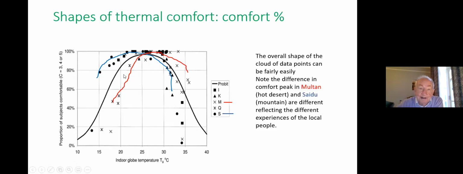I've made an attempt to show that the high level of comfort, or the low level of discomfort, is at a higher temperature than for Saidu Sharif, where that's the round dots. In Saidu Sharif, the people are comfortable at a lower temperature than in Multan. So behind this overall thing, there are a number of other specific things for different parts of the country.